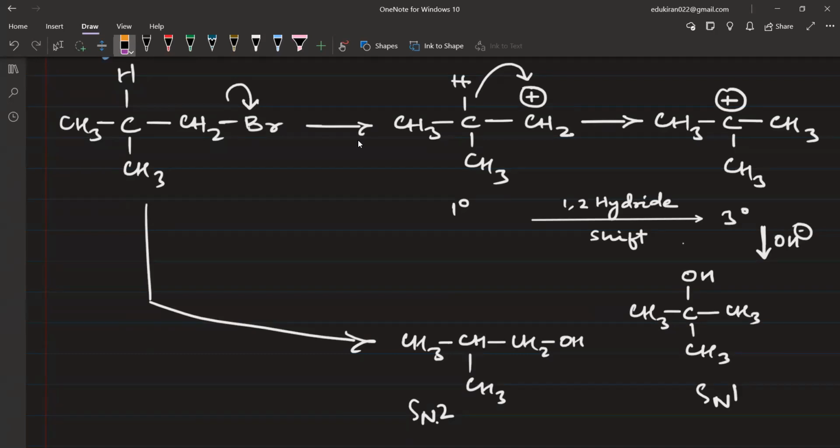So write both the products. In SN1 rearrangement happens, because of this you are going to get this. But in SN2 there is no carbocation formation, no rearrangement. So directly the OH negative is going to attack like this. For SN2, the OH negative is going to attack onto this carbon. This Br is going to leave. Nothing is going to happen, the rearrangement and all. So in SN2 you will get this product, and from SN1 you will get this product. Okay, so this is an example of hydride shift.